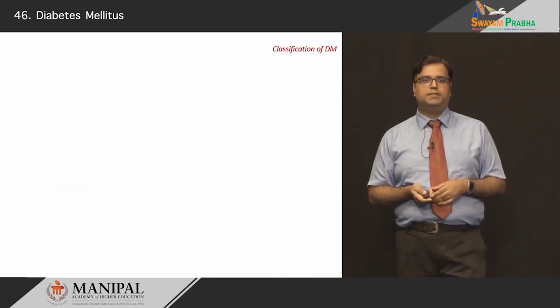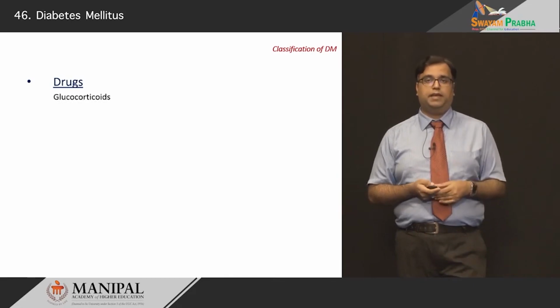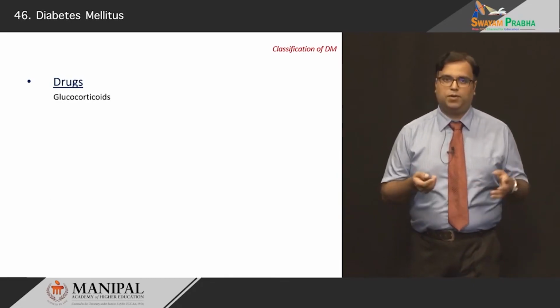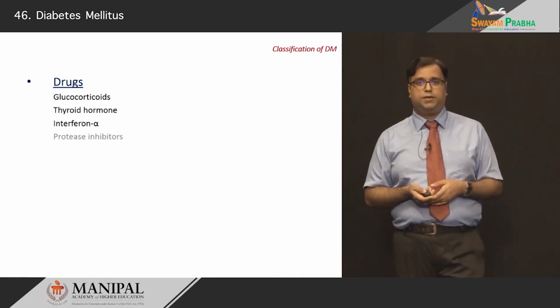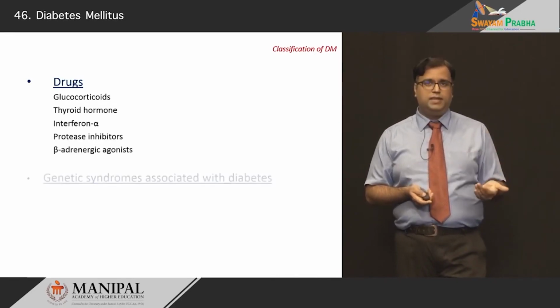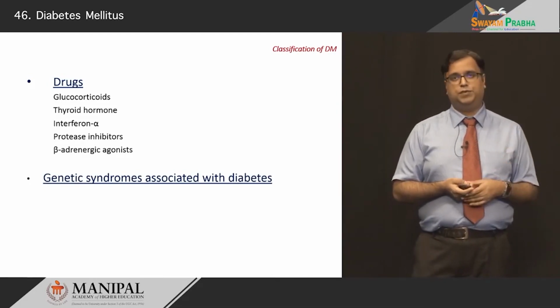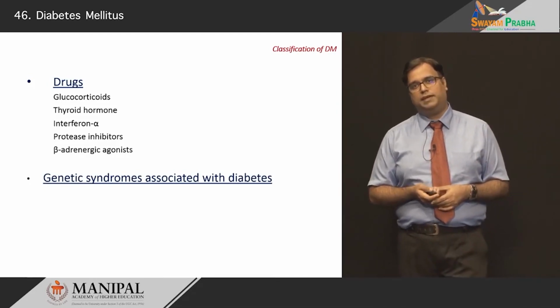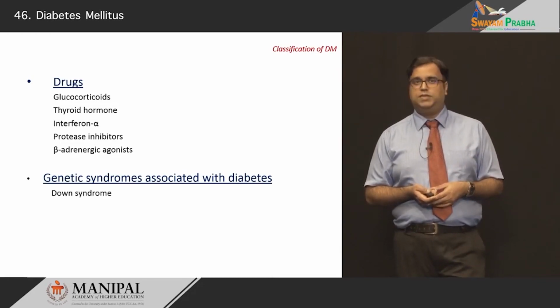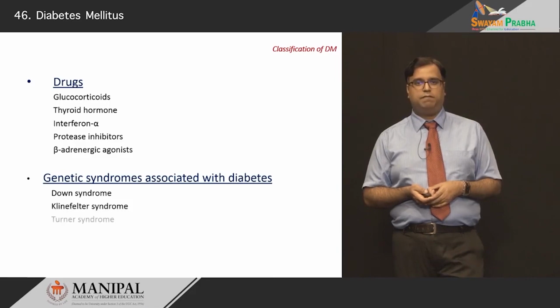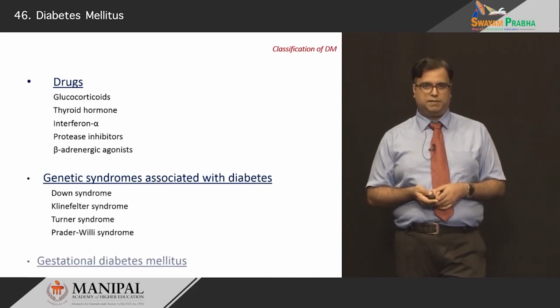To finish the list, you have some other causes like drugs. Of course, we are in the era of pharmacotherapeutics and pharmacology, right? So, you have steroids, thyroid hormones, interferons, protease inhibitors. There's a litany of these drugs, and I've just selected a few of them. These can all be implicated in secondary types of diabetes. Some of the genetic syndromic associations such as Down, Klinefelter, Turner, Prader-Willi are associated with diabetes.